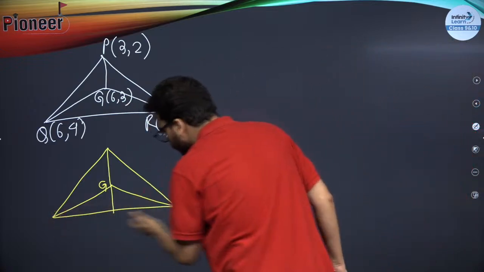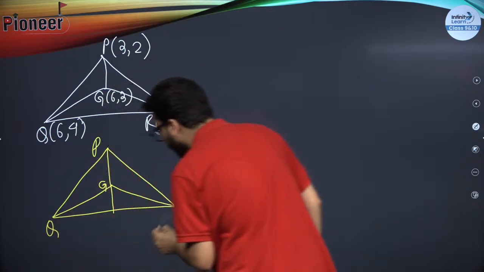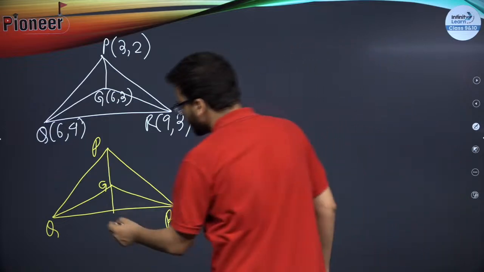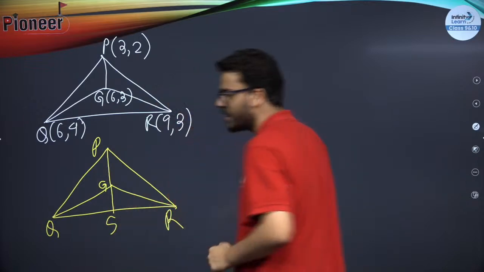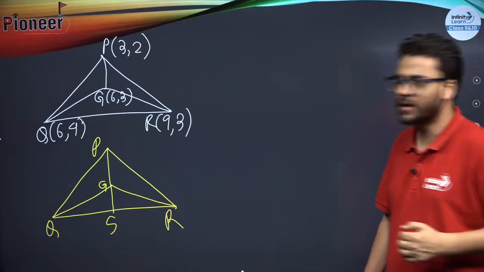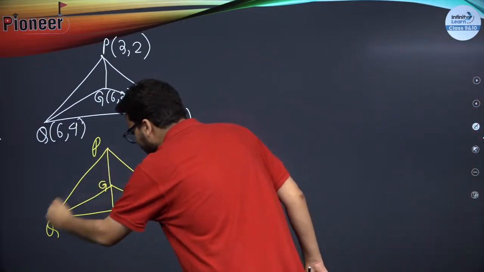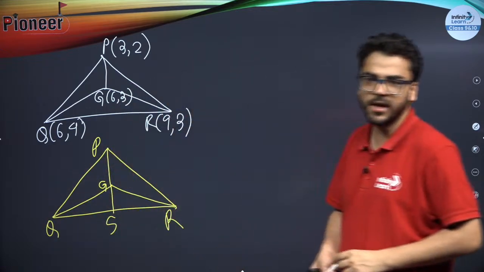If you talk about triangle PQR over here, and suppose this is S, then the areas of triangles PQS and PRS will be equal, because a median divides a triangle into two triangles of equal areas. The base is the same and the altitudes, the heights of triangles PQS and PRS, will also be equal.